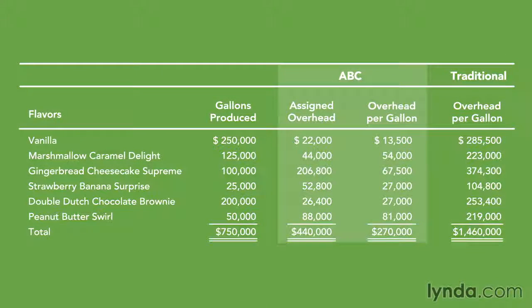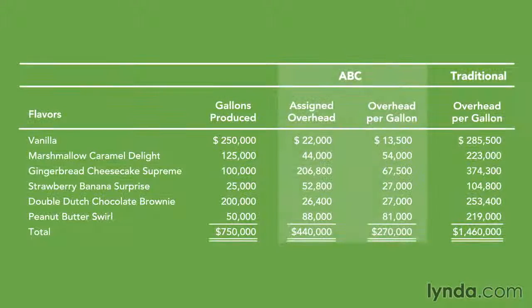You can quickly see that you get a very different answer in terms of overhead allocation depending on whether you use the traditional method or ABC costing. In the case of peanut butter swirl, the difference is more than $1 a gallon. And there is almost $1 per gallon difference for strawberry banana surprise. It turns out vanilla was bearing more than its fair share of the overhead burden.